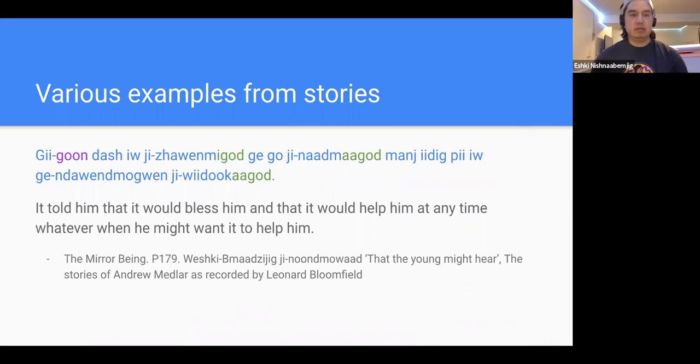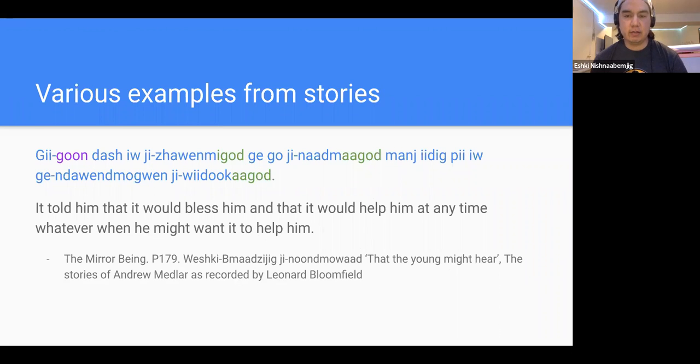So this one is kind of the weird verb of je, and it changes in different ways in the language. So in this case, you don't see it at all. You just see the ending, gun. So gi gun dash il jijwan magot, gego janara magot, manjidik pio ge duenda mogwen, je widu kagot. It told him that it would bless him and that it would help him at any time, whatever, when he might want it to help him.